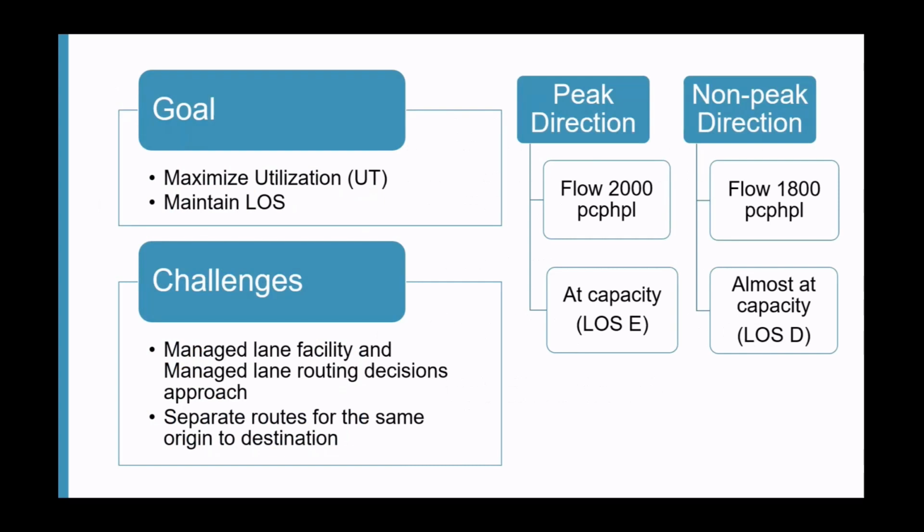So the goal is to attain maximum utilization and maintain a certain LOS in the technology lane, for which one of the assumptions was that in the peak direction, peak period, the lane will operate at capacity, for which the corresponding flow is 2,000 passenger cars per hour per lane, and in the non-peak direction, it's 1,800 passenger cars per hour per lane. The challenge in attaining this in the future model is that, since it's a continuous access technology lane, a managed lane routing decision approach was not a feasible way to go. We also considered separate routes for the same origin and destination.